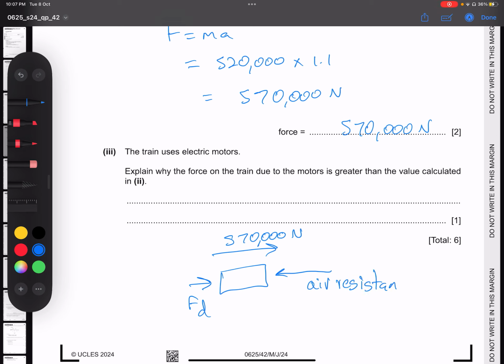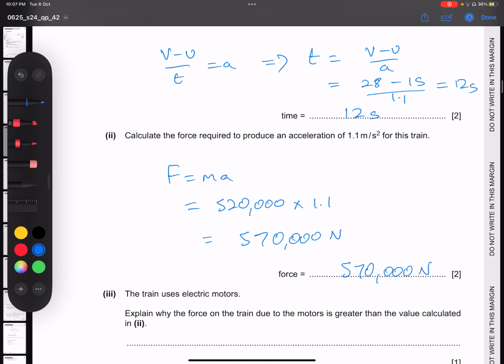Since it is moving through the medium of air, air particles will collide onto the object, creating a friction, reducing the force output. So since 570,000 Newtons is the resultant force, and it is only after Fd, which is the force of the electric motor, has been subtracted by the force of air resistance, that it is equal to 570,000 Newtons, we can clearly see here that the driving force is greater than 570,000 Newtons, since there is an extra air resistance that has not been considered in the scenario given.